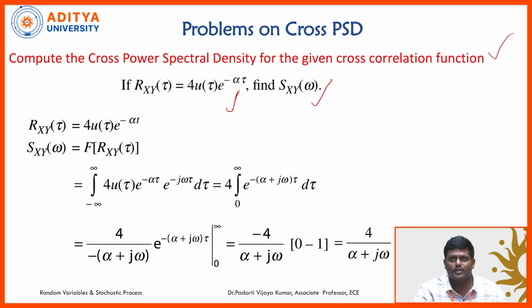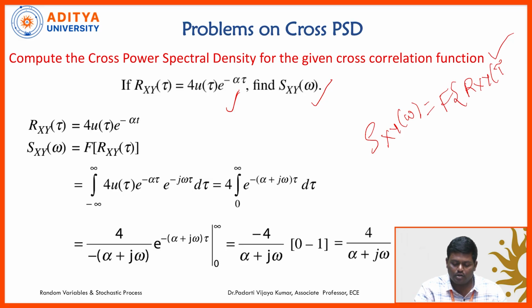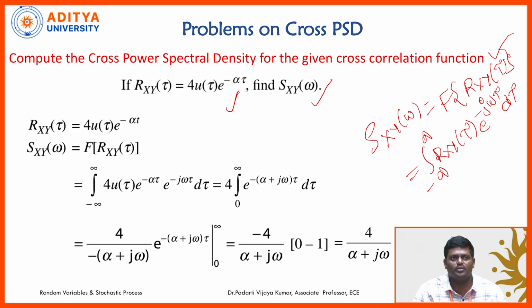We know that the autocorrelation function and power spectral density are related with the Fourier transform pairs. That relation is called the Wiener-Khinchin relation. So if you want to compute the power spectral density, it is nothing but the Fourier transform of the cross correlation function. The formula is given as the integral from minus infinity to infinity of Rxy of tau e power minus j omega tau d tau. Applying this formula, we can compute the cross power spectral density.